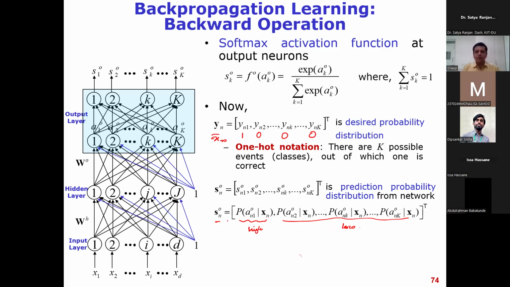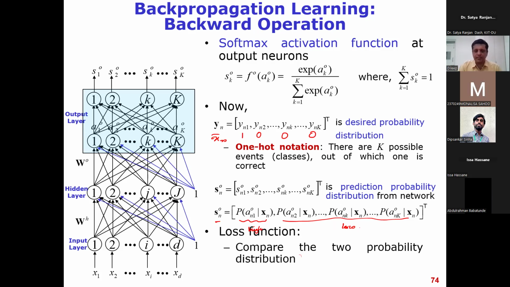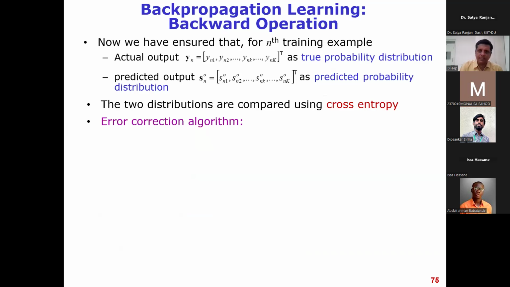Now the error function you are computing should be computed between the two probability distributions. We can't simply subtract and compute a squared error. We need a loss function which compares the two probability distributions. One such loss function which we use is called the cross entropy loss function. I'm not going to discuss more about that. Please go and refer to the cross entropy; basically it is used for comparing the two probability distributions.